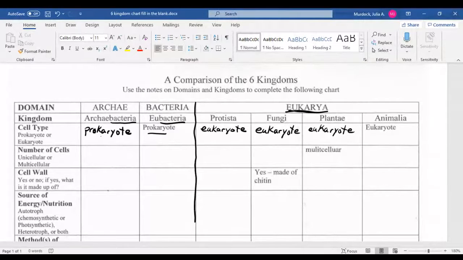Okay. Number of cells. Archaebacteria and eubacteria, would they be unicellular or multicellular? Unicellular, yes. Meaning that they don't form multicellular organisms, right? They are independent living. Although the more you learn about bacteria, you learn that bacteria actually aren't necessarily independent. They do a lot of communicating, but that's for AP Bio.